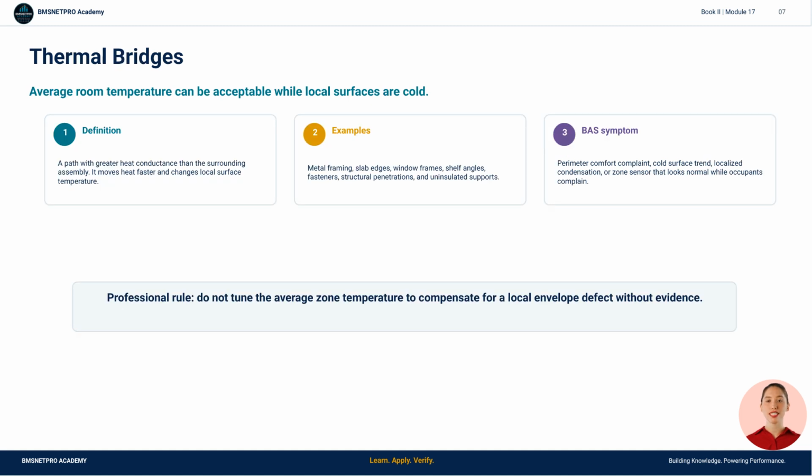A thermal bridge is a path that conducts heat faster than the surrounding construction. Examples include metal framing, slab edges, window frames, fasteners, shelf angles, and structural penetrations. The BAS may show the zone temperature near set point, but occupants near the perimeter may still feel cold or hot because local surface temperatures are different. This is why averages can mislead us.